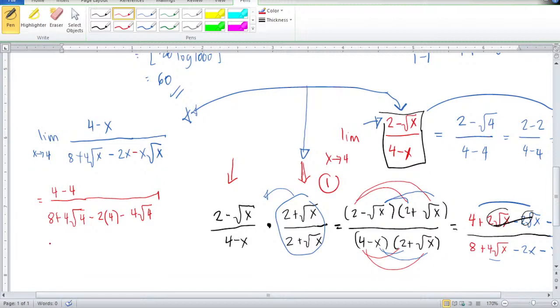Now, 4 minus 4, how much? Obviously, that is 0. How about this one? 8 plus 4 square root of 4 minus 2 times 4 is 8, minus 4 square root of 4. It is still 0 over 0, class. Right? Because, look, class, it is still 0 over 0.